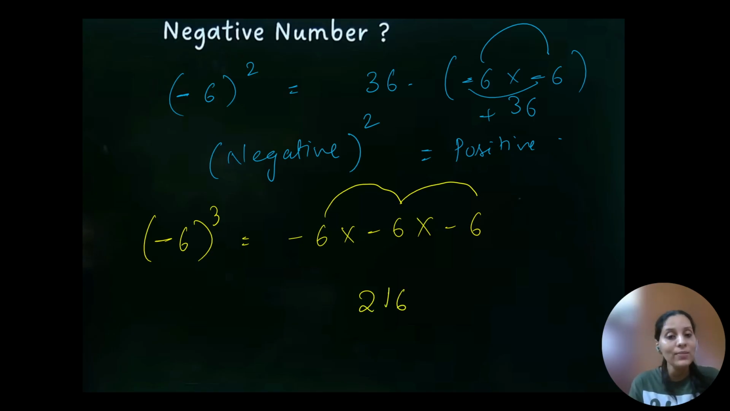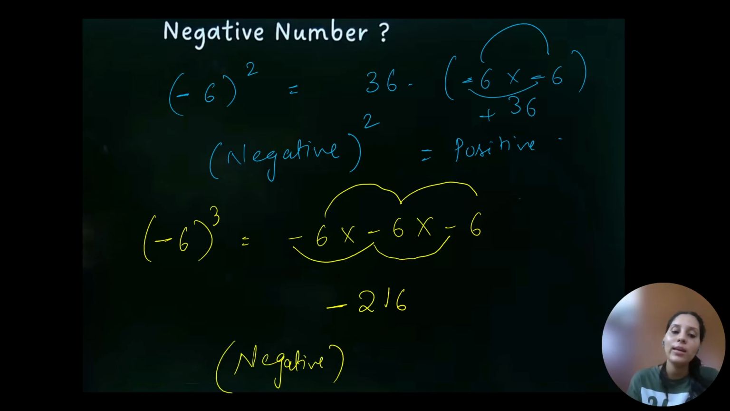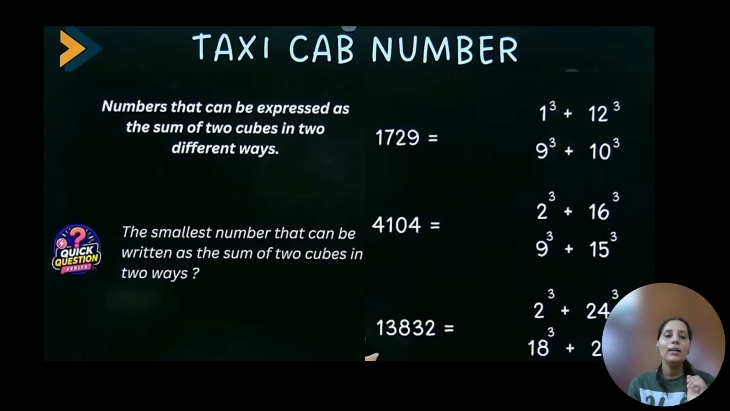But what about the sign? Minus into minus is plus, plus into minus is minus. So the negative number's cube is always negative. Very, very important. I hope everyone is clear. Yes. Now, moving on, we have the next part, taxi cab driver.